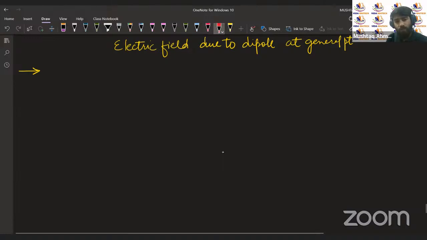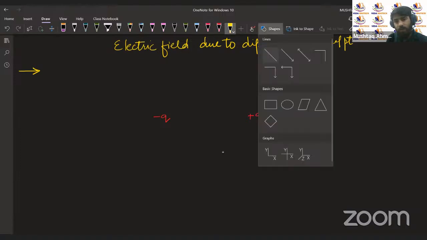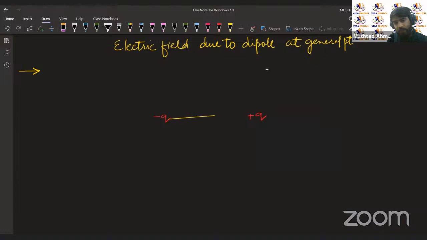Let's suppose we have two charges. We know a dipole is nothing but two equal and opposite charges separated by a small distance, right? This is the center of this dipole. Let me call this M. Let's suppose this distance is a and this distance is a, so the separation between the two charges, minus q and plus q, is 2a, right? So the separation d between the two charges will be twice a.